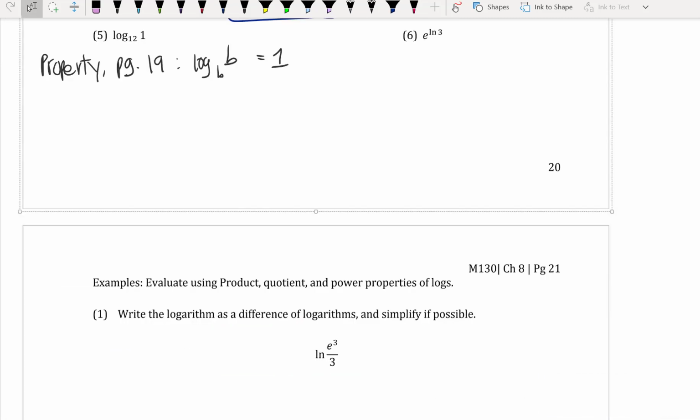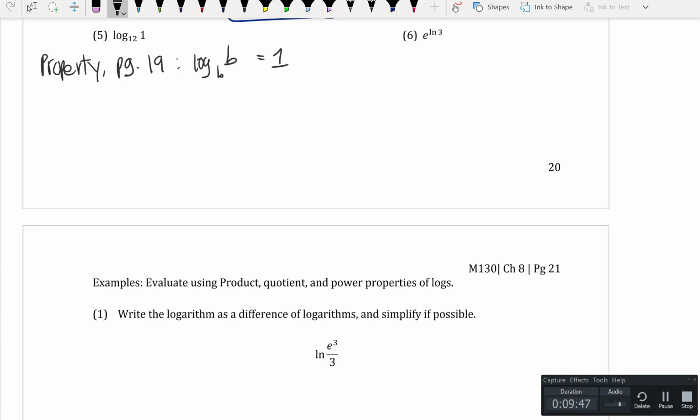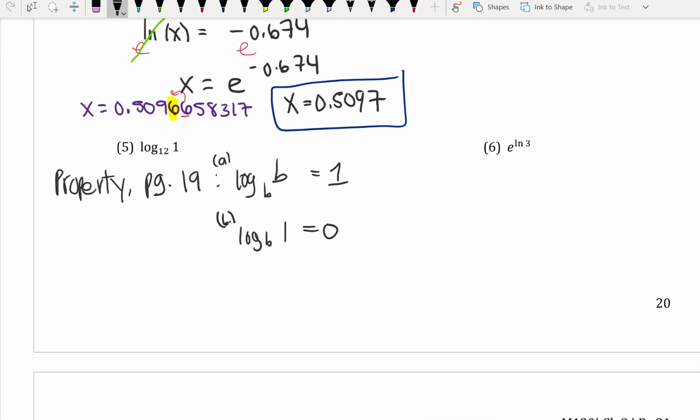So I copied down what we just saw, that log base b of b is equal to 1, and we also have our other property. Log base b of 1 is always equal to 0. It doesn't matter what the base is. If this is equal to a 1 in here, then it's always going to equal 0. So log base 12 of 1 is always going to equal 0.